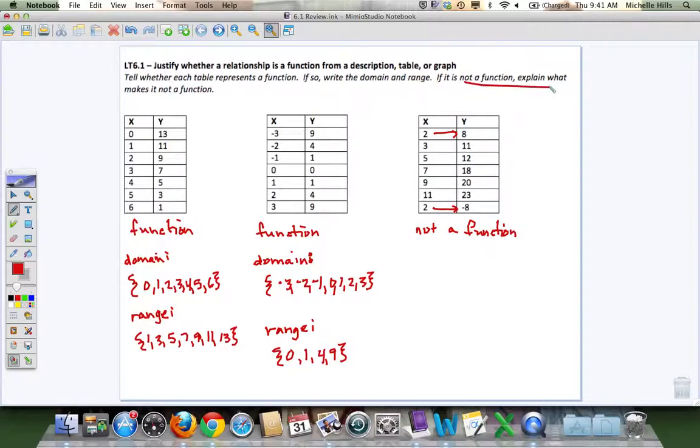And again, if it's not a function, explain what makes it not a function. The input of 2 has 2 different outputs.